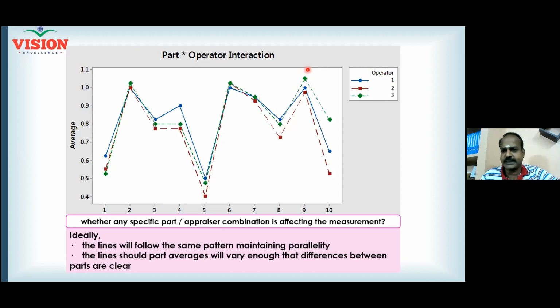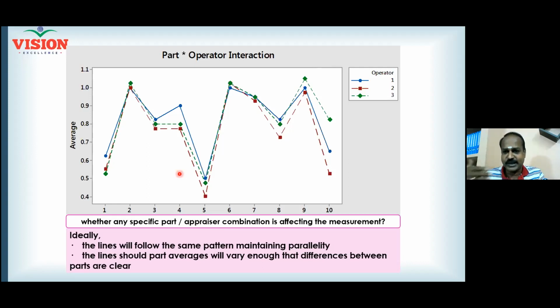Anyway, I will give you better examples. That's why I said the interaction we will be dealing with separately with the ANOVA and DOE. So what is the requirement here? All the lines should have the same pattern. Do you remember this pattern was reflected in your X bar chart, isn't it? So it is overlapping of the X bar chart.